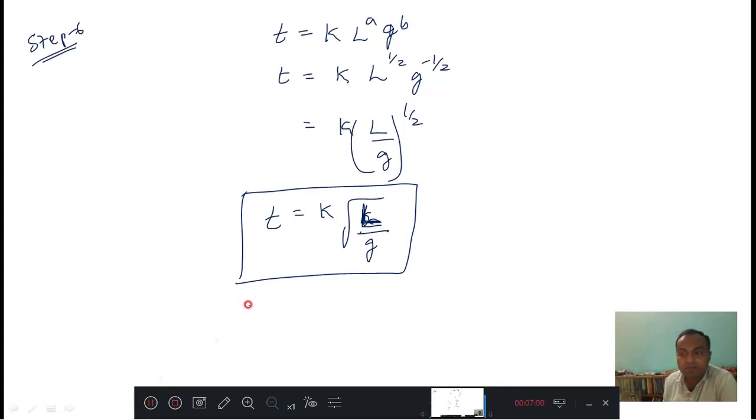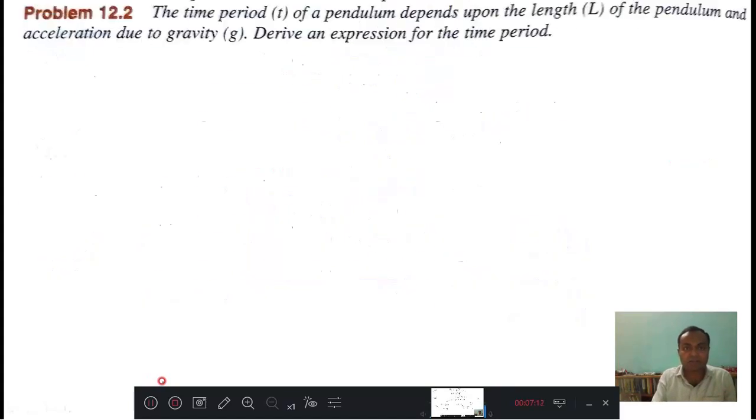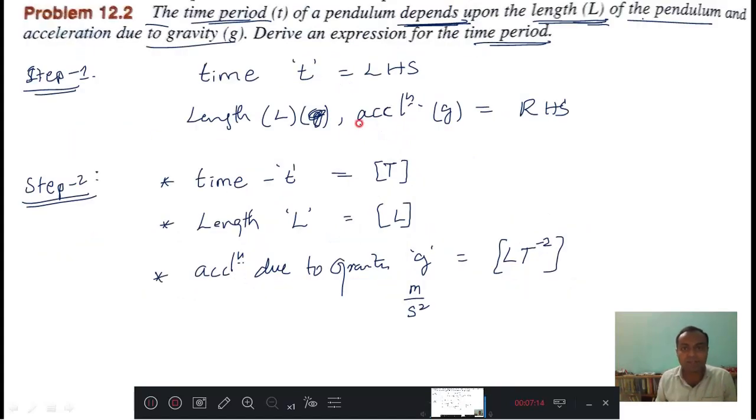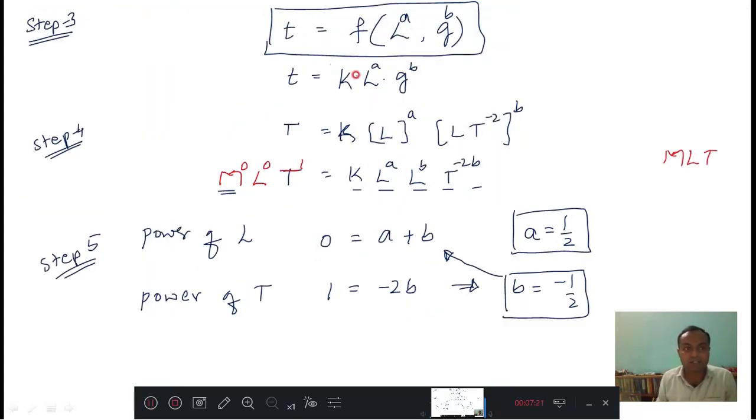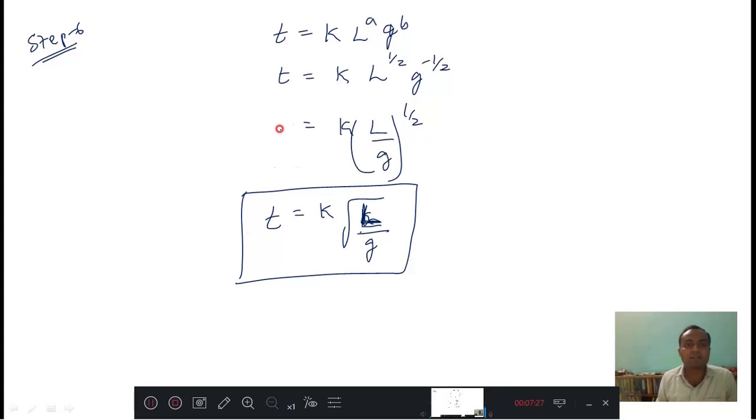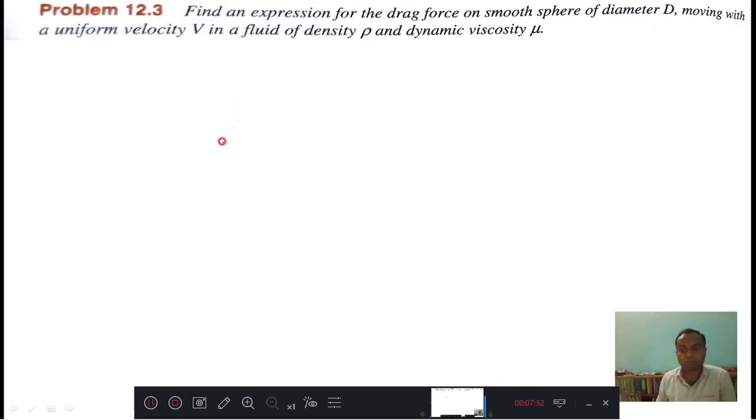Now I won't explain it again, no need to repeat it, because you can just rewind the timeline and go back and see the problem once again. Okay, now I can tell here: step 1, LHS and RHS are identified; step 2, T, L, G dimensions are written; step 3, the form is written; step 4, the dimensions are substituted; and step 5, powers are equated, then resubstituted back. Right?